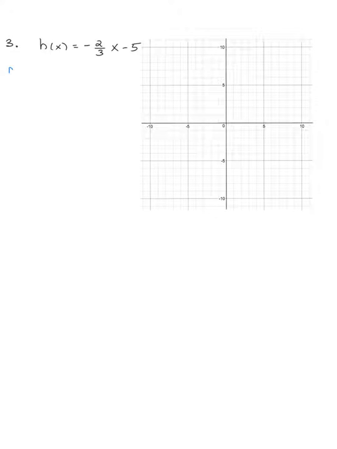For question 3, the slope is negative 2/3. And the y-intercept is 0, negative 5. So I start here at negative 5. I go over 3 and down 2 to get a second point on my graph, and I'll sketch the line that goes between them. There is my sketch.